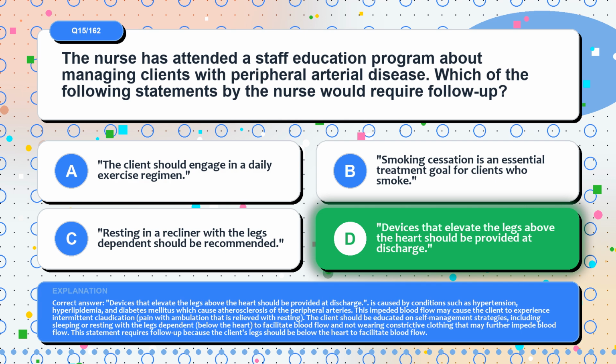The client should be educated on self-management strategies, including sleeping or resting with the legs dependent below the heart to facilitate blood flow and not wearing constrictive clothing that may further impede blood flow. This statement requires follow-up because the client's legs should be below the heart to facilitate blood flow.